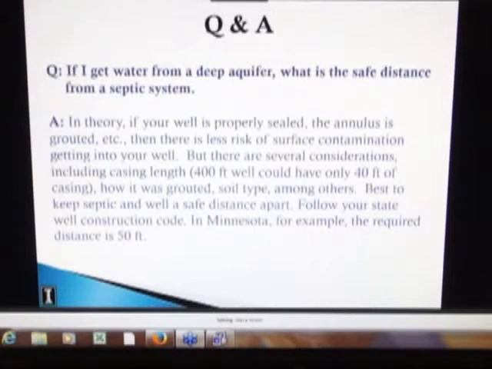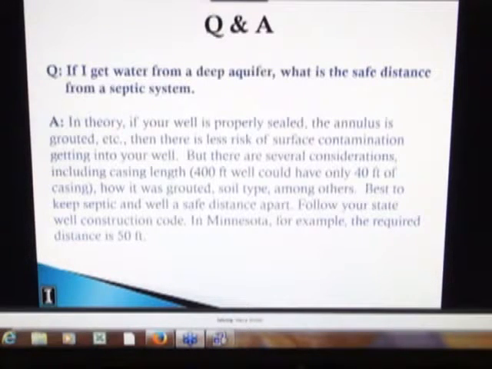So one of the other questions we got: if I get water from a deep aquifer, what is a safe distance from a septic system? Really the issue here is if you have an old hand dug or a shallow bored well, the water's coming into your well from near the surface.